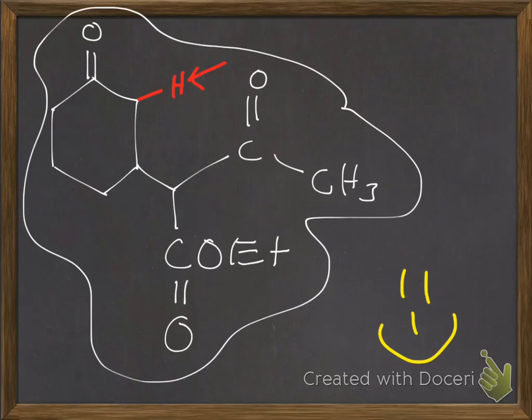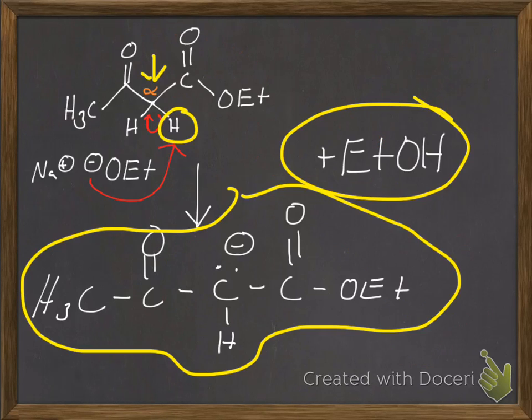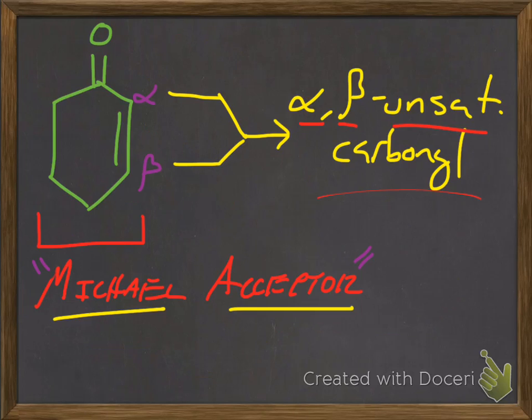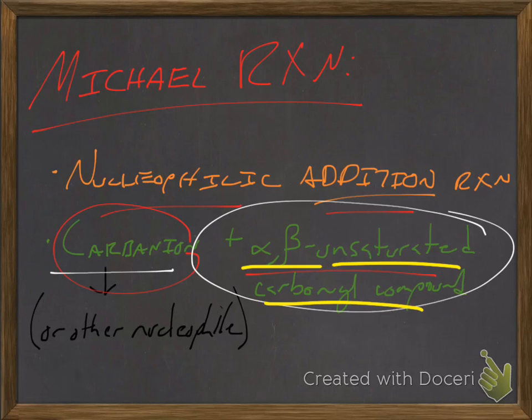Not that difficult. Pretty simple reaction. It looks complicated, but it's actually a few very short steps. So that is a walkthrough for a simple Michael addition reaction: the nucleophilic addition reaction between a carbanion or another nucleophile and an alpha-beta unsaturated carbonyl compound.